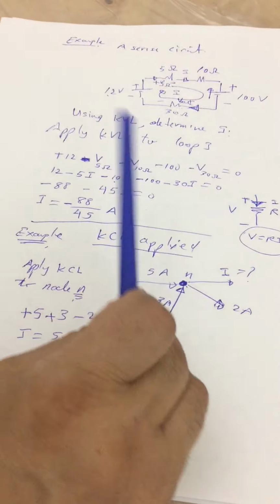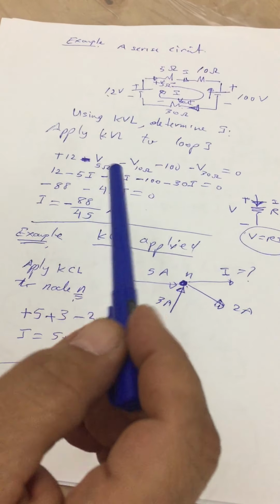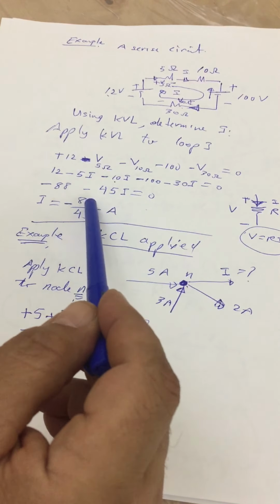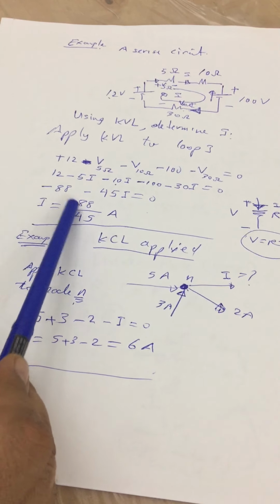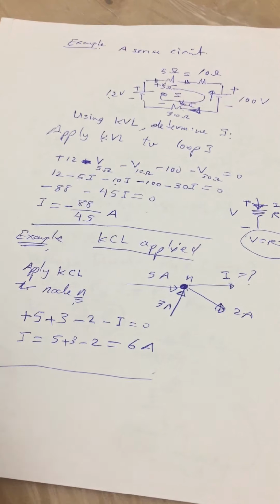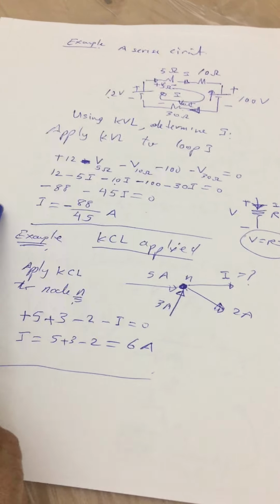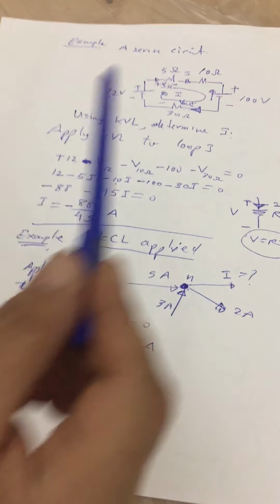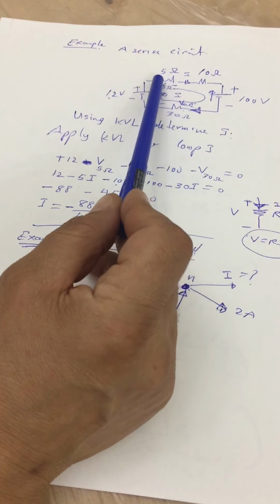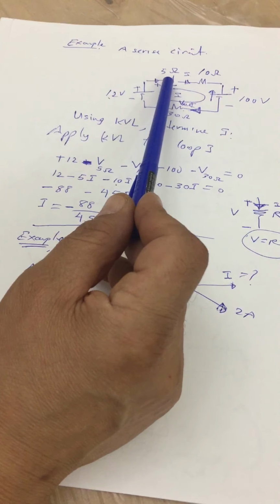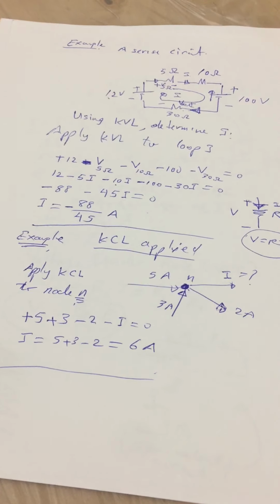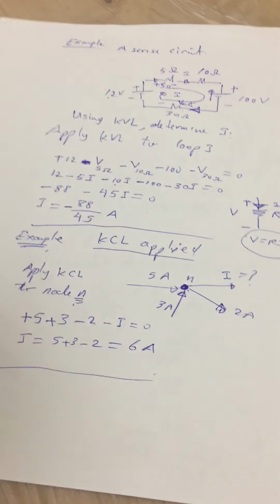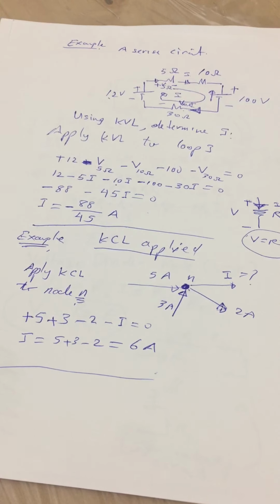Okay. So from this we can calculate the current will be minus 88 divided by 45. So you obtained a negative value of the current. It doesn't matter. We assumed the current in this direction. It turns out to be negative. It means the actual current will be in the opposite direction. So this is an application of KVL.